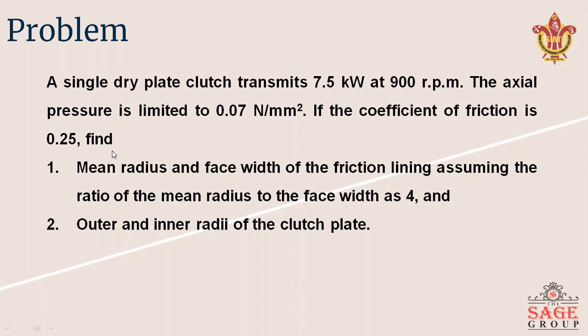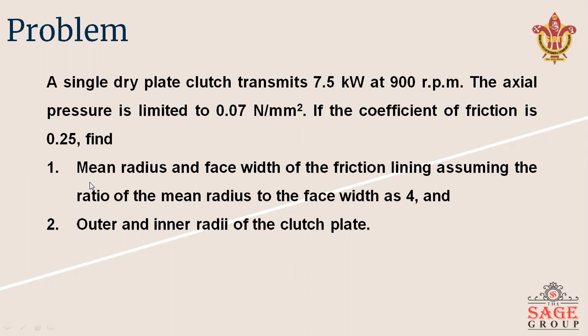A single dry plate clutch transmits 7.5 kilowatt at 900 rpm. The axial pressure is limited to 0.07 Newton per mm square. If the coefficient of friction is 0.25, find, number one, the mean radius and face width of the friction lining, assuming the ratio of mean radius to the face width as 4. And second, the outer and inner radii of friction plates or clutch plates.